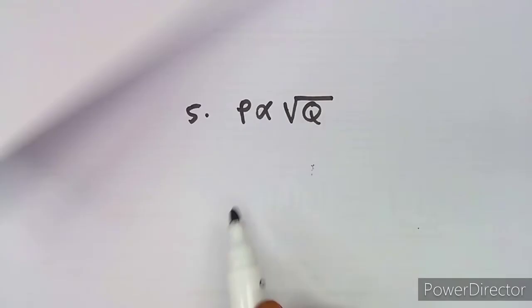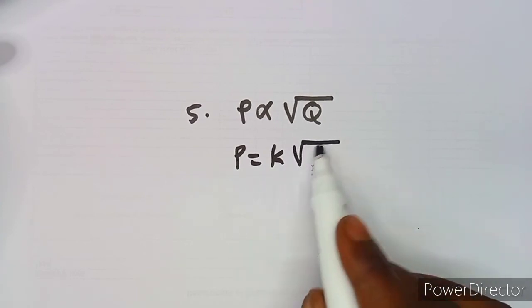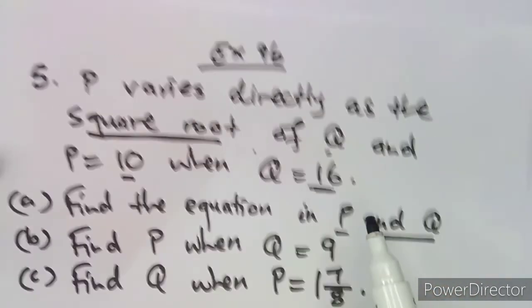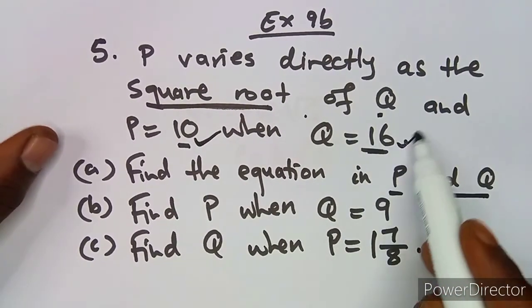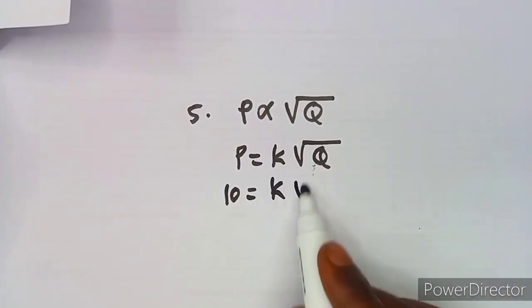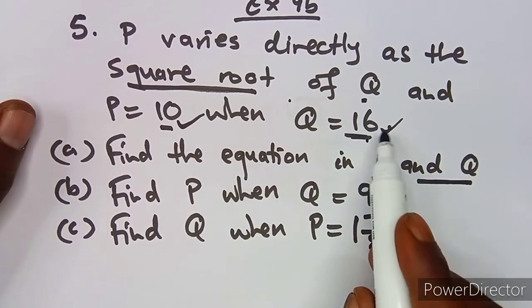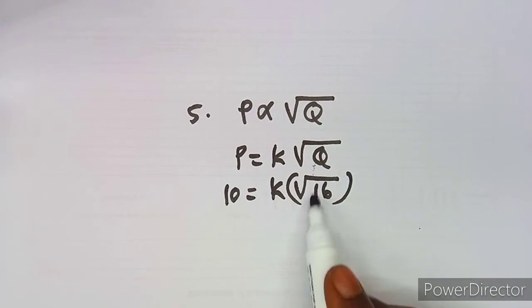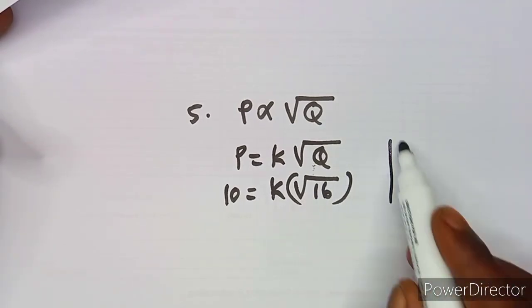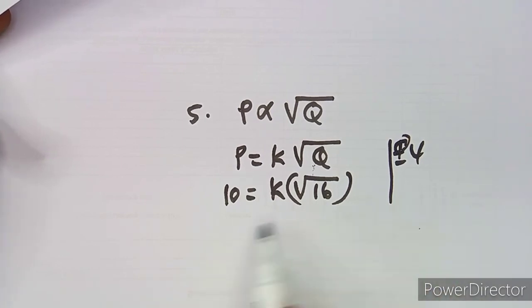So still one and the same thing. We have to introduce the constant with the equal sign and substitute the values that you're given. P is 10 when Q is 16. So in place of P, I have 10 equals K times square root of 16. The value of Q is 16. And here we're going to work with the positive values. The square root of 16, we know that is plus or minus 4, but you're going to work with the positive value, okay? So it's going to be 4K.